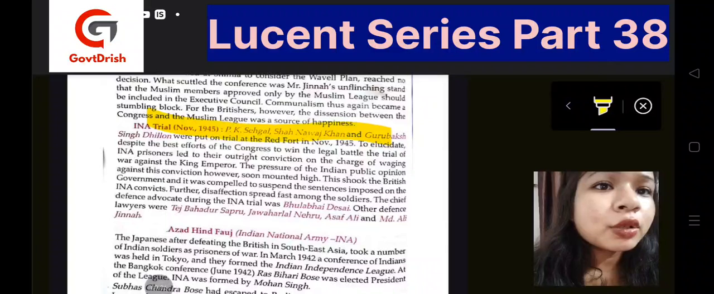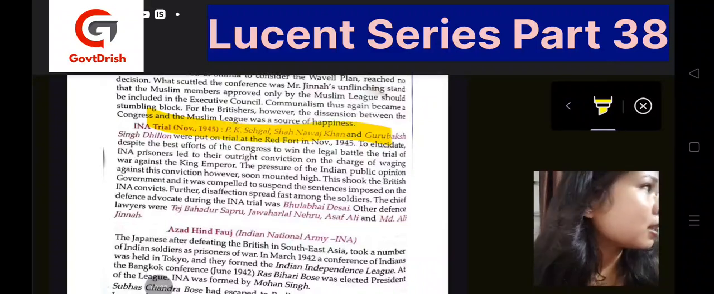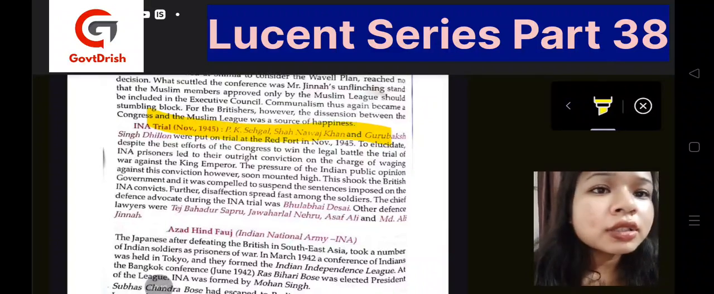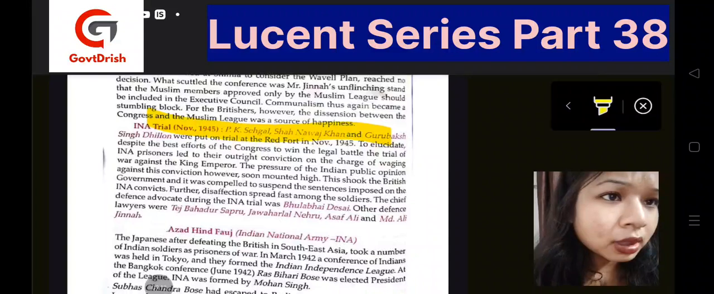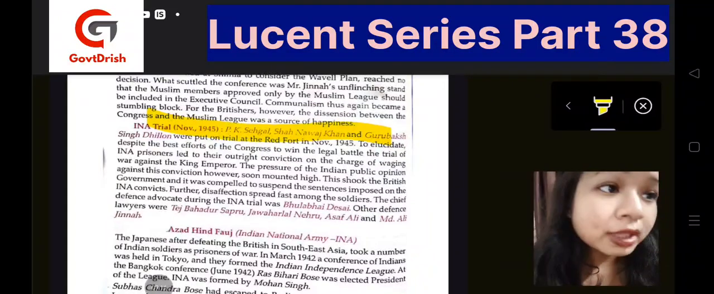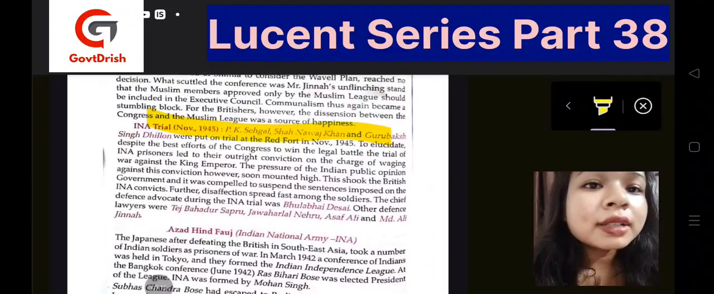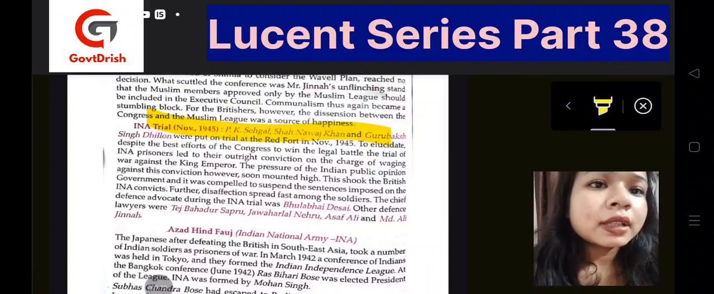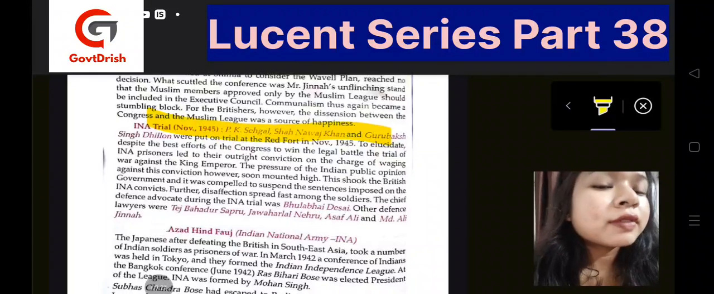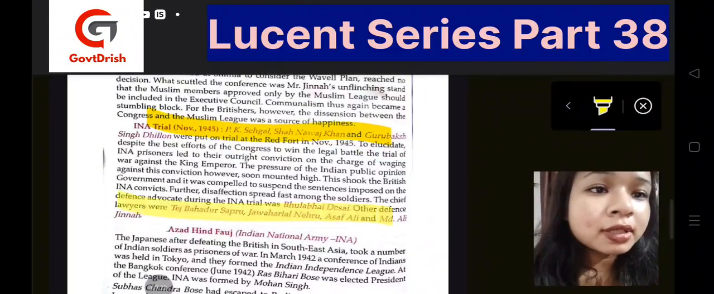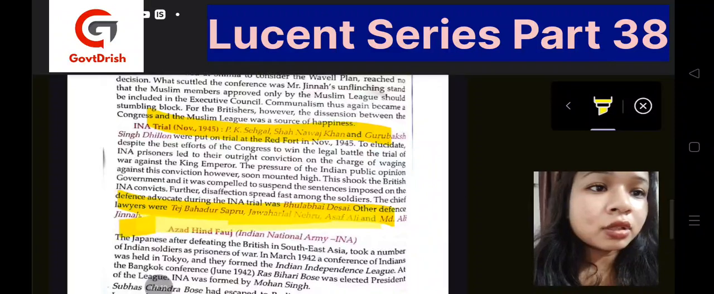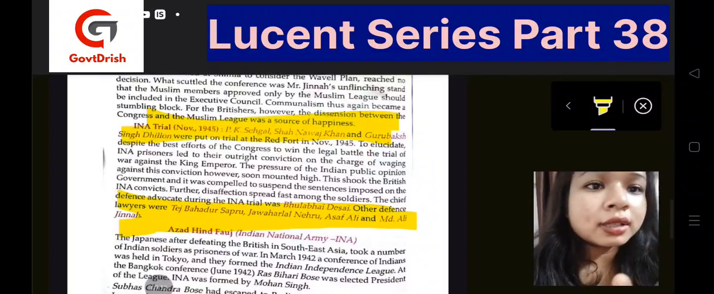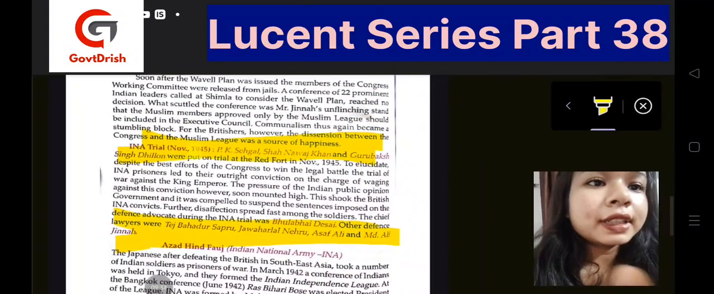Now, Indian public opinion was against it, they didn't want this trial. So this shook the British government, and they were compelled to suspend the sentences imposed on the INA convicts. Dissatisfaction was there, and the chief defense advocate for the INA was Bhulabhai Desai. Remember this, the lawyer's name, the people on trial, even the date.